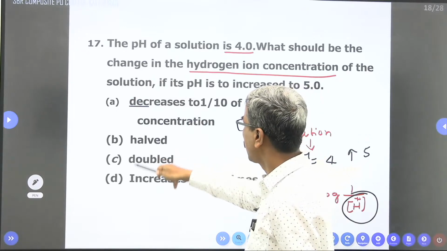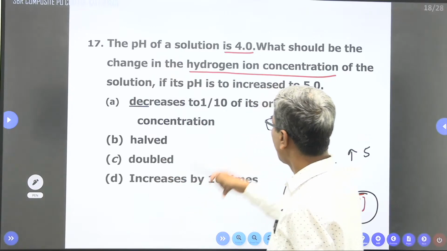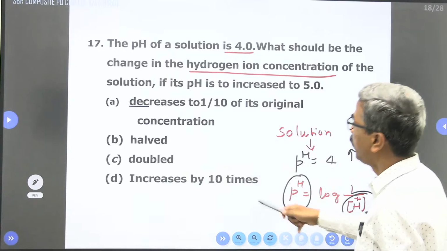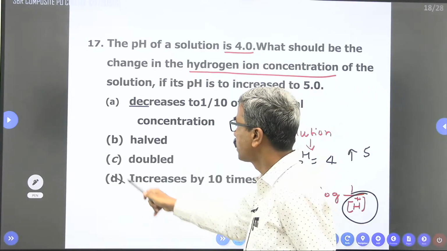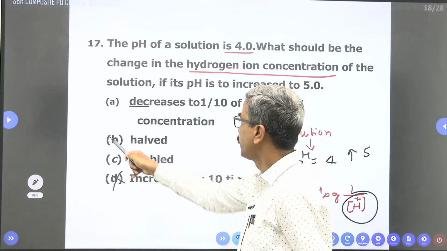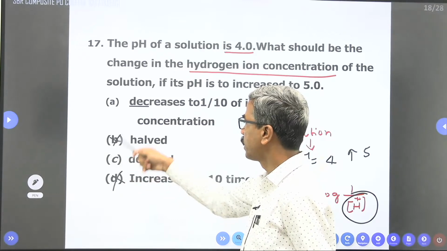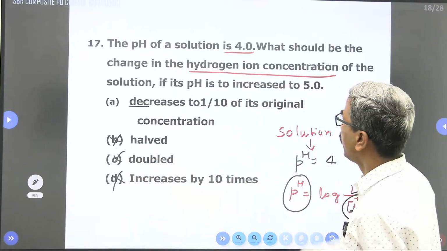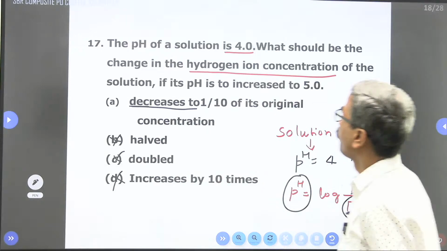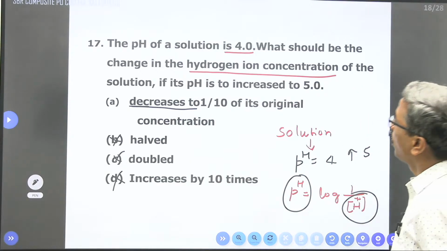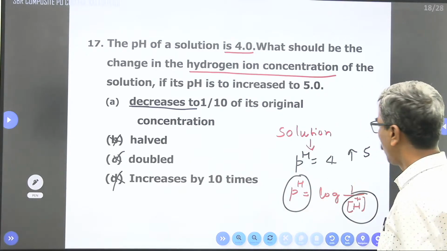Now it is not exactly half, it is not double, it is increased. I am saying it should be decreased. Where it says increased, it cannot be the option. Half cannot be the option. Double also, it will become increased, so it cannot be the option. Decrease is given here. Now you can see 1 by 10 of its original concentration.